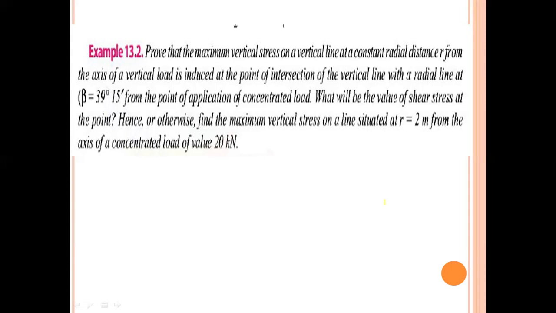Here, given the radial line angle beta equal to 39 degrees 15 minutes, and the concentrated load value is 20 kilonewton. So the load value is Q, and r equal to 2 meters. Similarly, beta equal to 39 degrees 15 minutes. Here, what will be calculated? Prove that the maximum vertical stress on the vertical line at the constant radial distance r from the axis of vertical load.